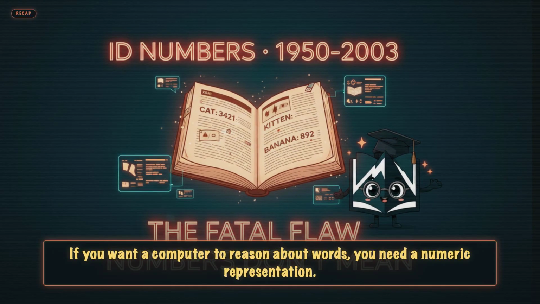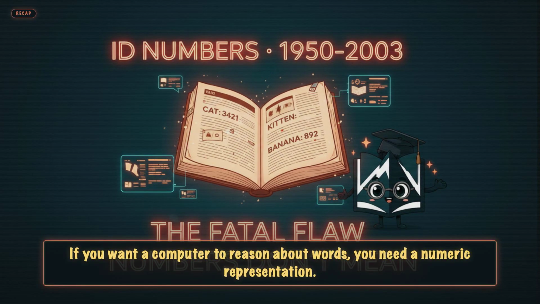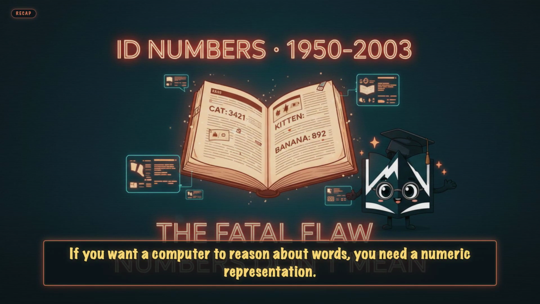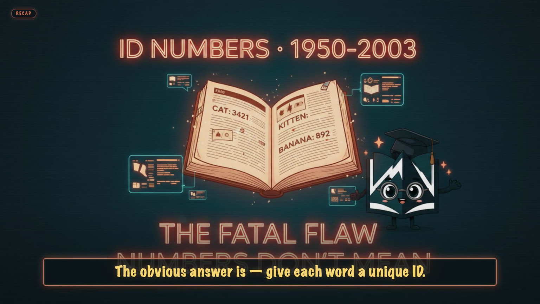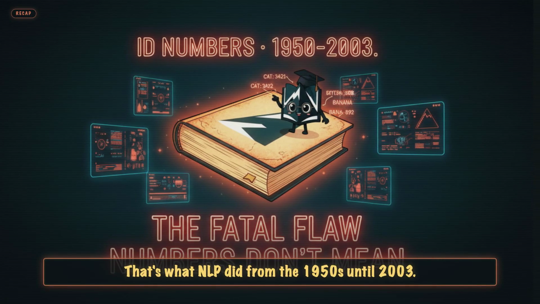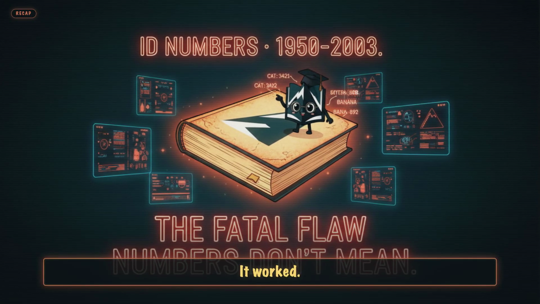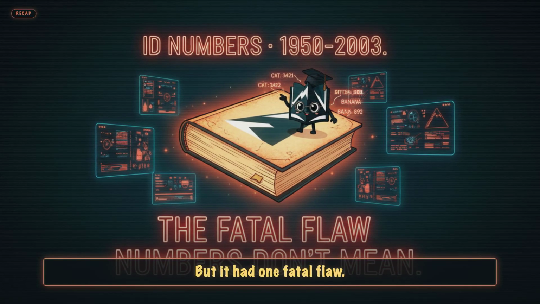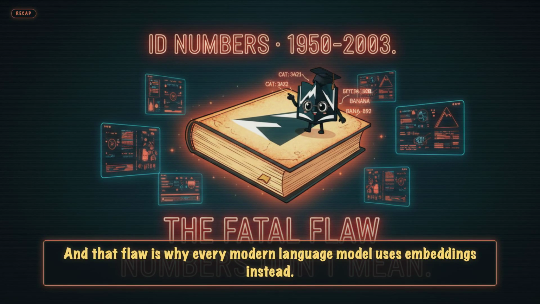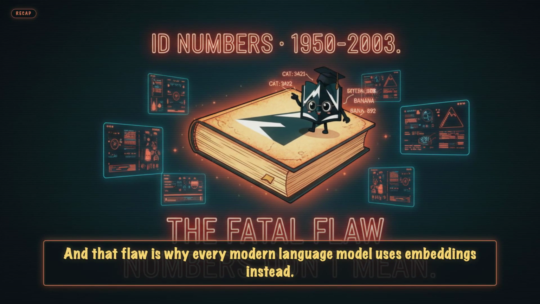The puzzle. If you want a computer to reason about words, you need a numeric representation. The obvious answer is give each word a unique ID. That's what NLP did from the 1950s until 2003. It worked-ish, but it had one fatal flaw. And that flaw is why every modern language model uses embeddings instead.